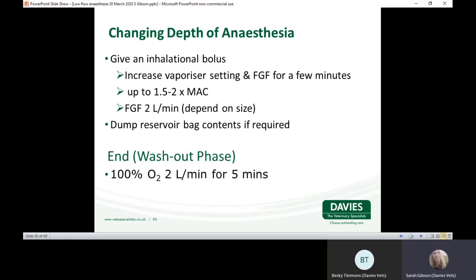Some people advocate increasing the fresh gas flow to 100 mils per kilo per minute, which would be 3 litres for a 30 kilogram dog. But I would judge the fresh gas flow increase based on the patient's size, as the minute volume of the dog does influence how quickly the inhaled volatile concentration will change. And then the final phase is the end of anaesthesia and the washout phase. So I would suggest 100% oxygen at 2 litres per minute for 5 minutes.